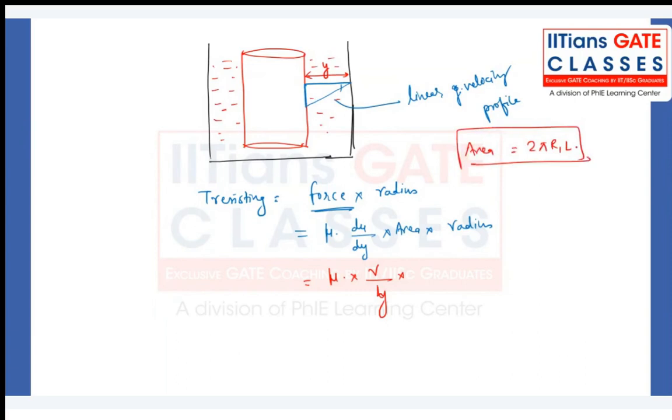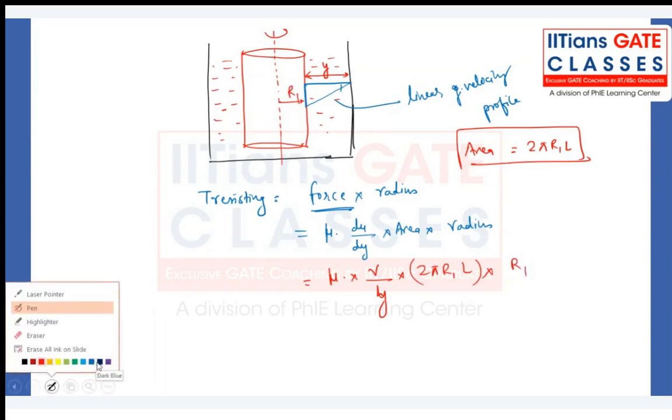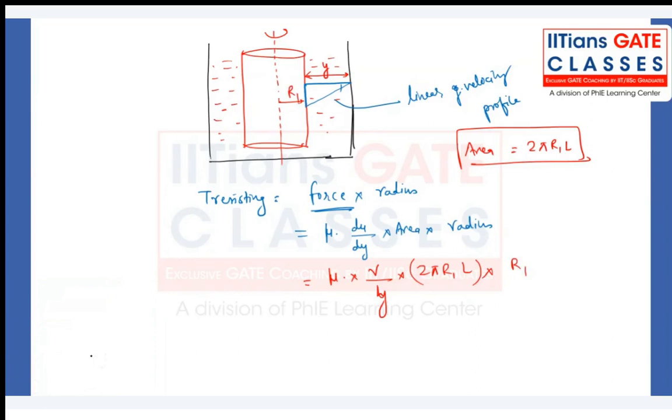So what can we write? 2 pi r1 into L. And the radius will be what? My dear friend, we have to take the moment about this one, so the moment arm radius will once again be r1. But the big question mark is, do we need to perform any kind of integration? No, right? Because the radius is not changing.